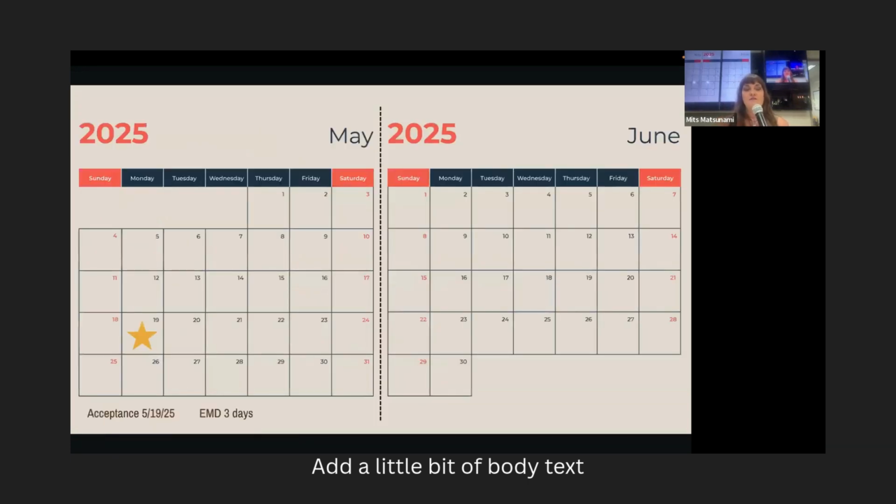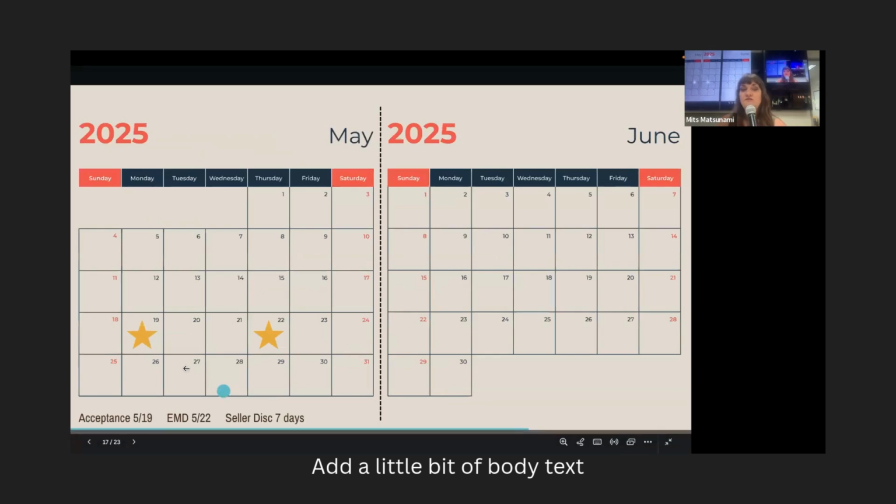Okay, so here's our calendar again. I marked the 19th. That was our acceptance date. EMD, 3 business days. This one's going to be simple because there's no weekend or holiday. 1, 2, 3, on the 22nd. All right, disclosures, 7 days. Again, this is day 0. So 1, 2, 3, 4, 5, 6, 7, the 26th.